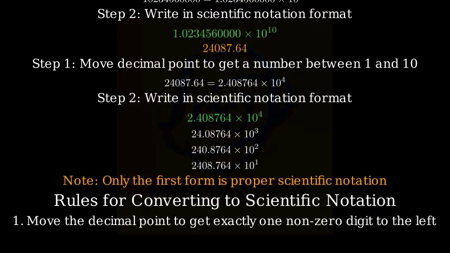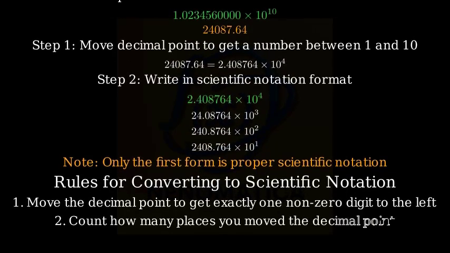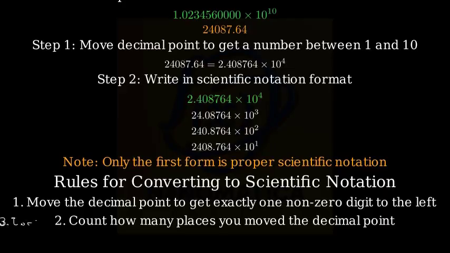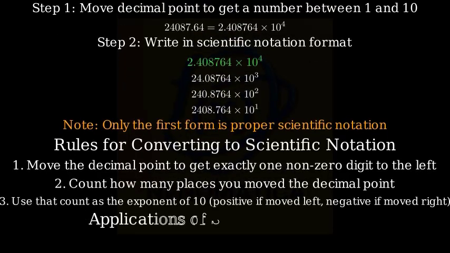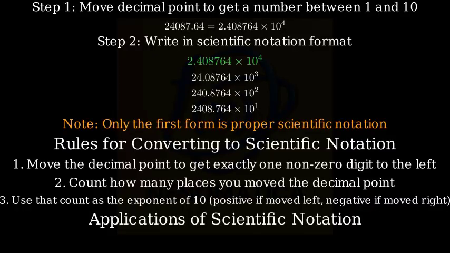Let's summarize the process for converting a number to scientific notation. First, move the decimal point so that there is exactly one non-zero digit to the left of the decimal point. Next, count how many places you moved the decimal point. Finally, multiply by 10 raised to the power of that count. If you moved the decimal point to the left, the exponent is positive. If you moved it to the right, the exponent is negative. Scientific notation is especially useful in many fields.